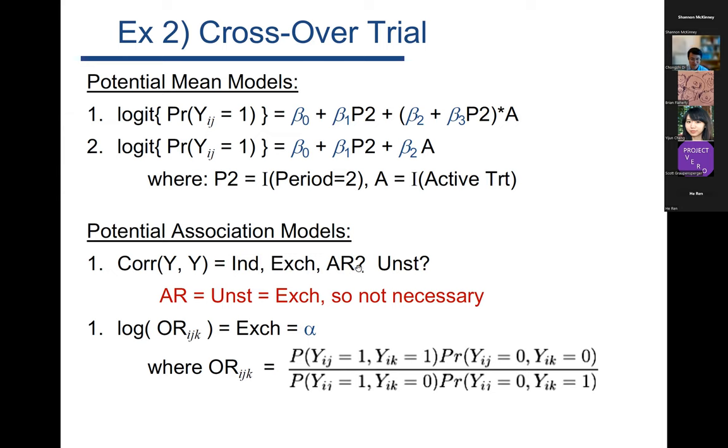And if you want to think about autoregressive or unstructured, actually in this case, because there are only two time points, these become the same as exchangeable, because you really only have this one correlation to think about. So you don't necessarily need to consider them. You only need to consider two options, independent and exchangeable, okay? As I also mentioned before, since this is binary response data, correlation is one measure of association, but not necessarily the best. So another option is to model the odds ratio between two responses from the same subject, using an alpha parameter to model that odds ratio.